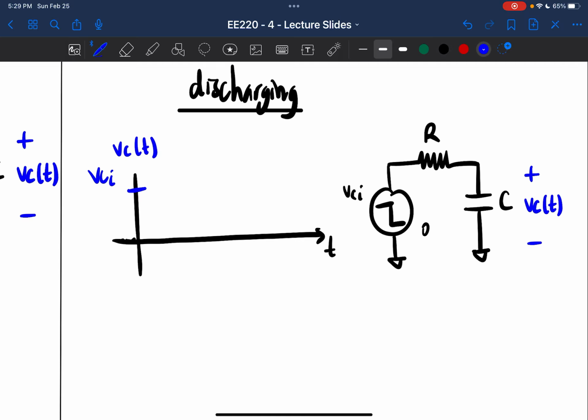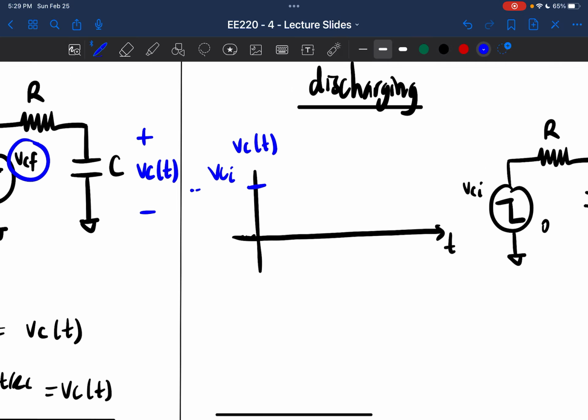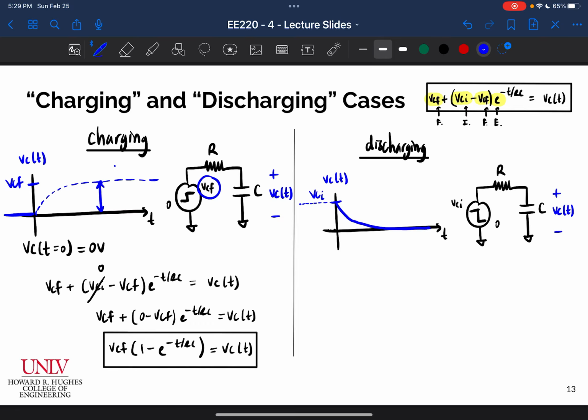My behavior here is that my capacitor voltage starts at some initial value and then decays exponentially down to 0 like this, okay? So it's basically the opposite case of what we had in the charging case. The capacitor is discharging down to 0 exponentially rather than charging up to some value exponentially, okay?